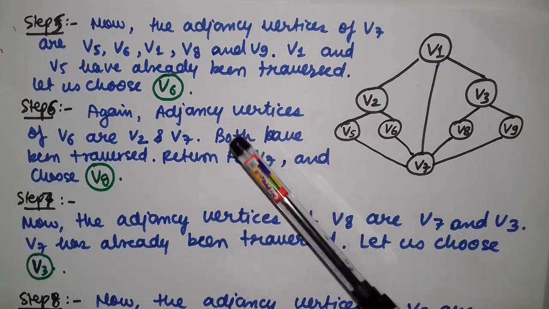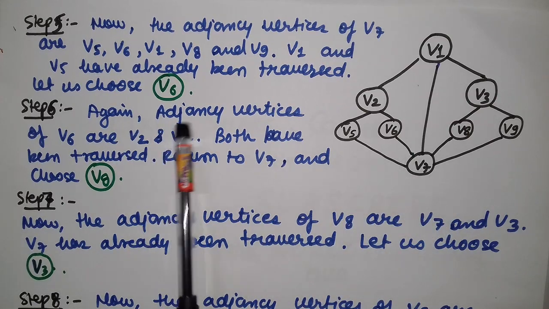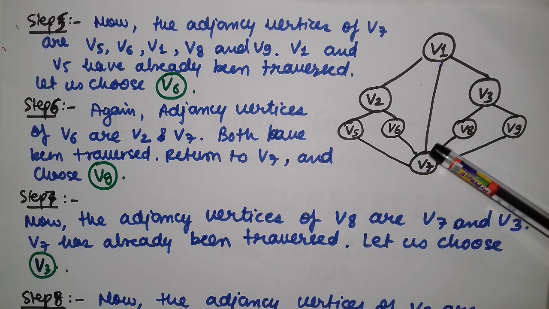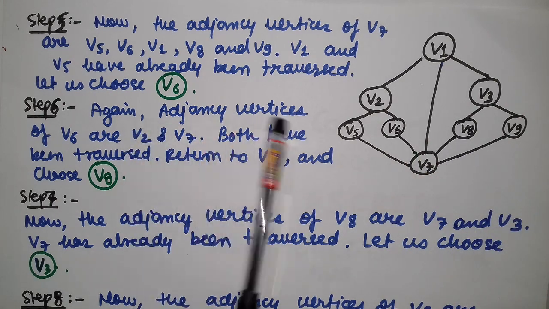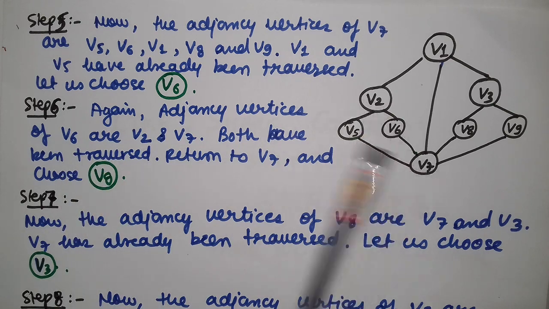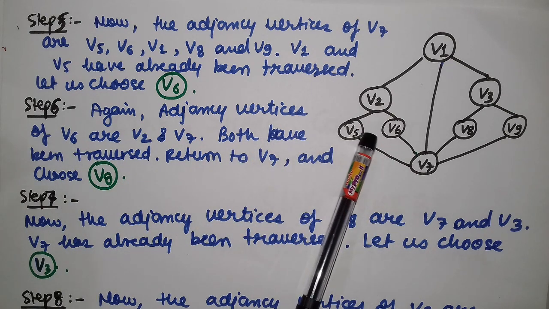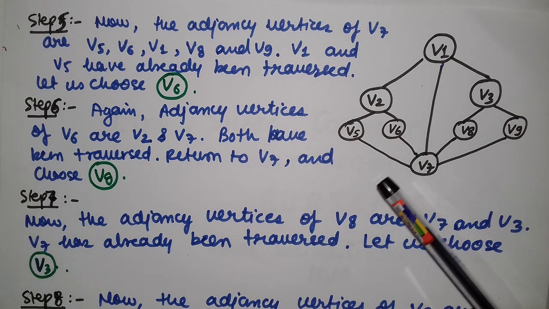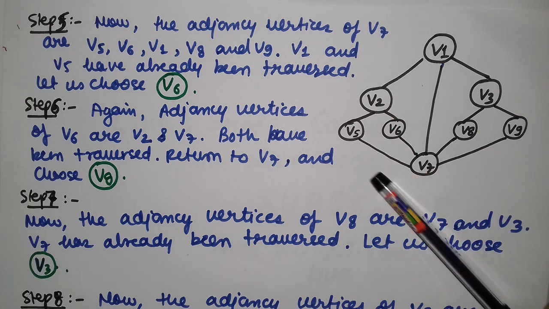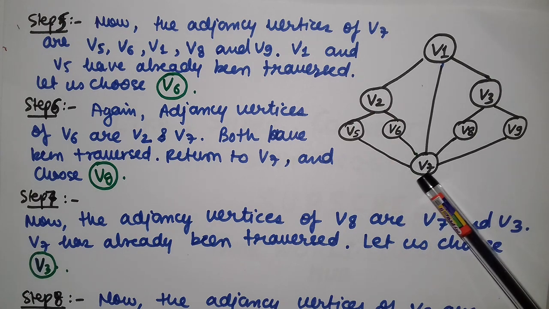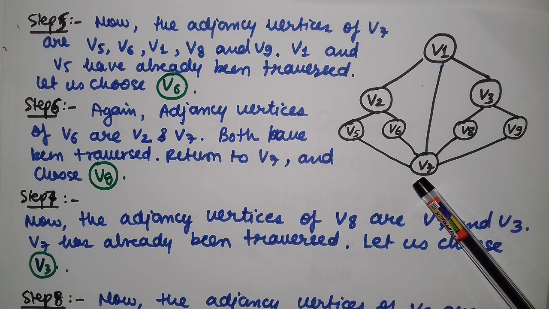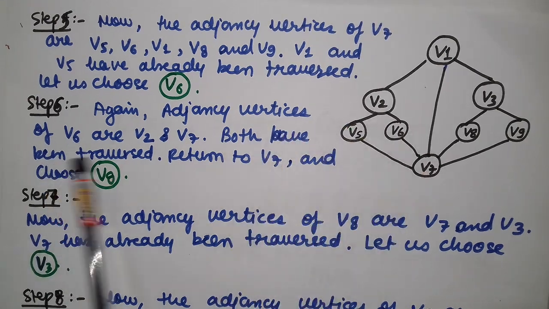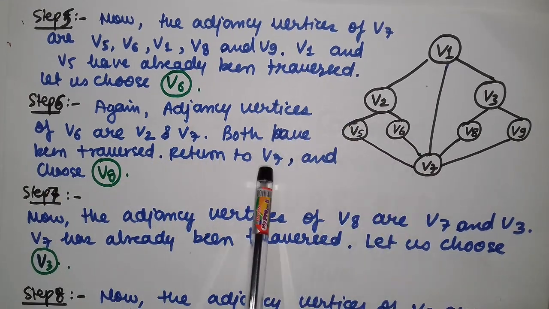Now V6 has also been traversed. Again, the adjacency vertices of V6 are V2 and V7, and we clearly know that both have been traversed. In this case, when we have a vertex which has been traversed and the connected vertices are also traversed, then we return to the vertex which was chosen in the previous step. So then return to V7.